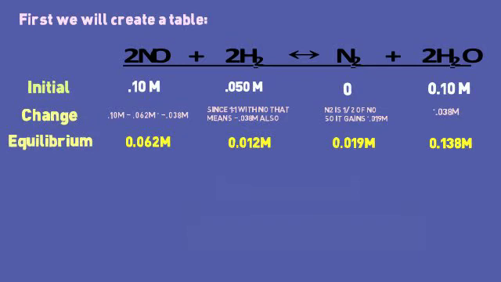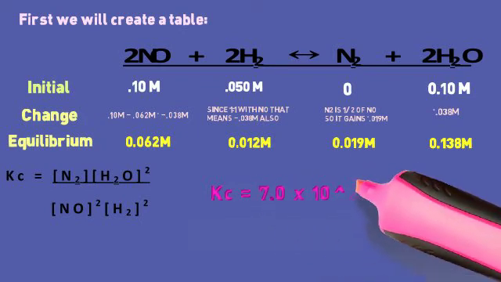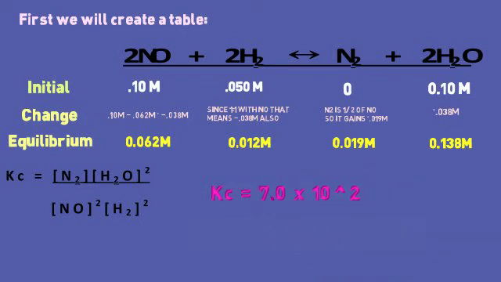Now give me the equilibrium expression. And here it is from the balanced equation. Easy enough, solve for K. And when you do that, you get this answer: 7.0 times 10 to the second. No unit.